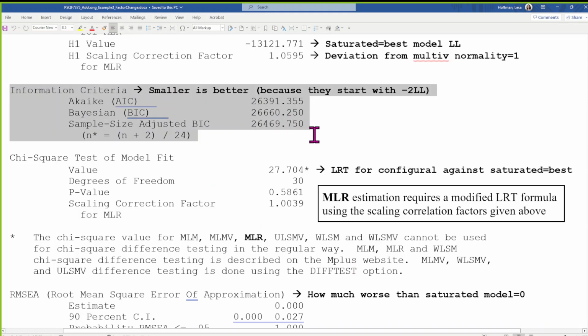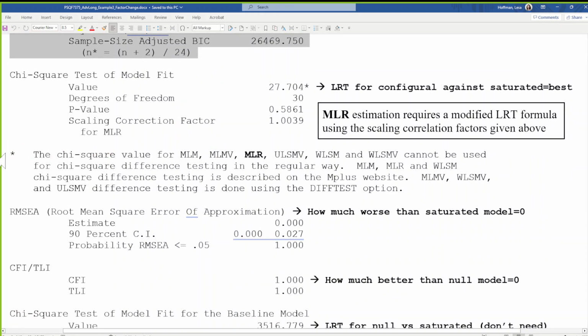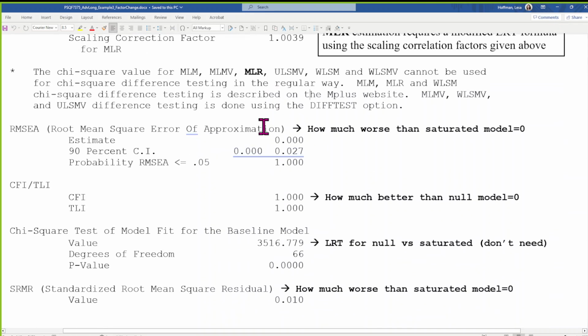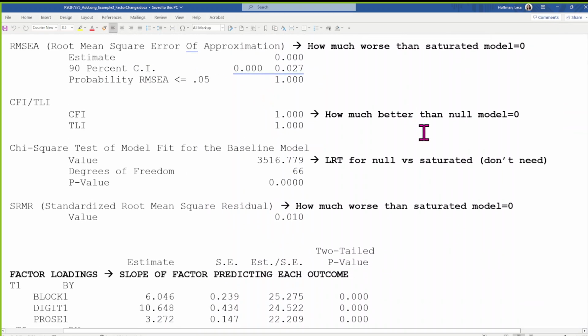Information criteria are also here. You're used to seeing these, AIC and BIC. These are still in smaller is better form because they start with -2 log likelihood, and then there's an adjustment for number of people or number of parameters and stuff like that. It tries to warn you, so the chi-square value under these estimators cannot be done in the regular way, and so that's why I have the modified spreadsheet to add in the correction factors, and they have some section on their website about how to do this as well. So just to remind you that when you're in MLR, you can't just take the straight difference in -2 log likelihood. Then we get into what are known as the other absolute fit indices.